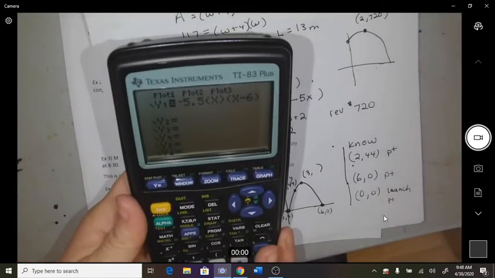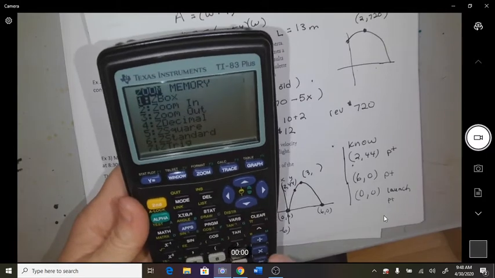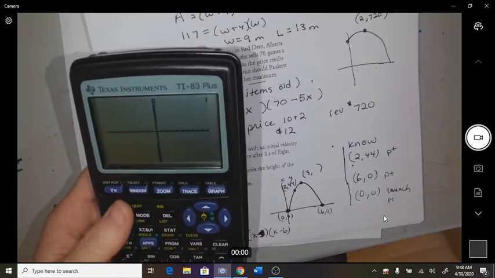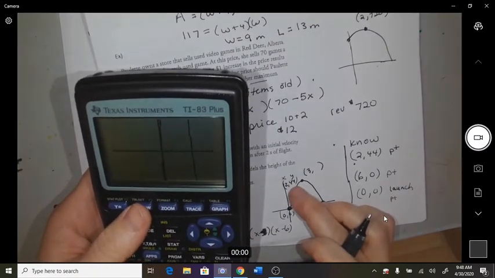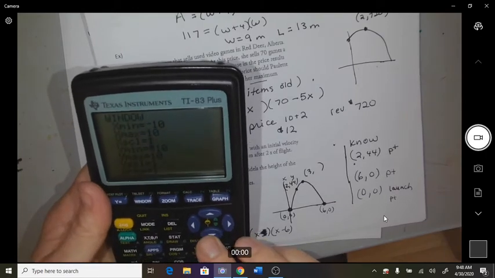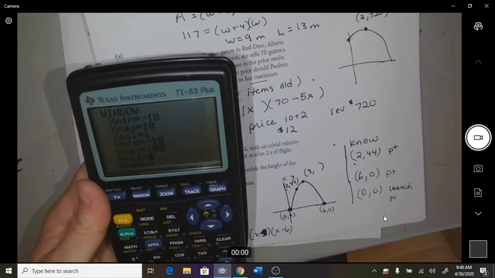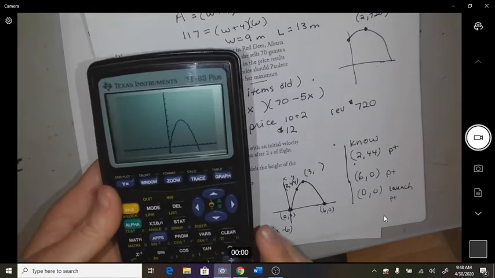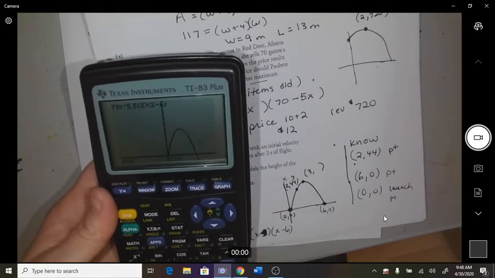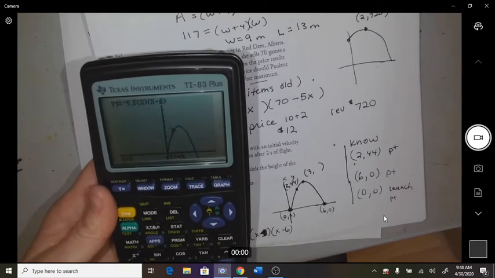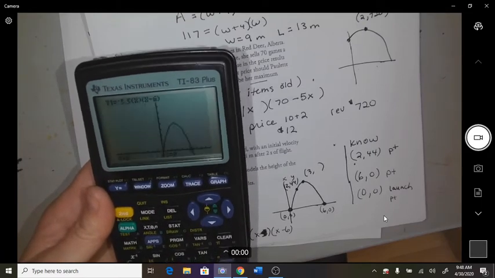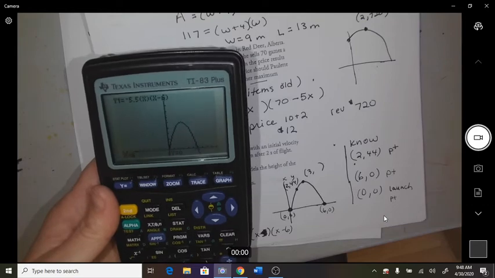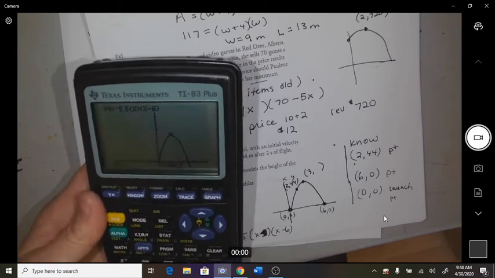Okay, so there's my type in. Let's go zoom 6. I'm probably going to have to increase my y because I knew that was 44. So let's go up to 100. Okay, so trace. Let's just check this out. 2 comma 44, 6 comma 0. So those are the points we were confirming. We did know our max was up there.